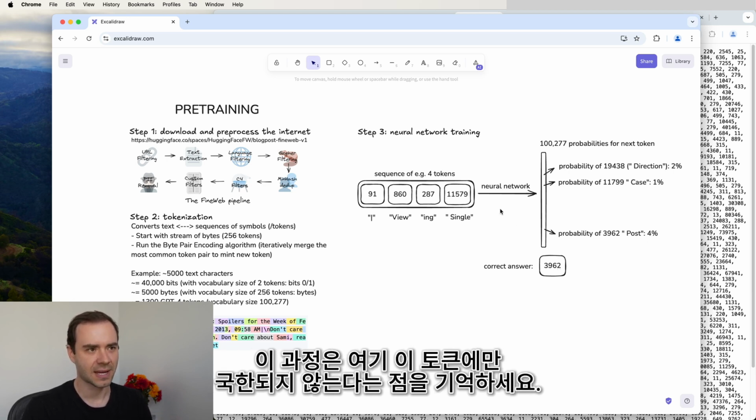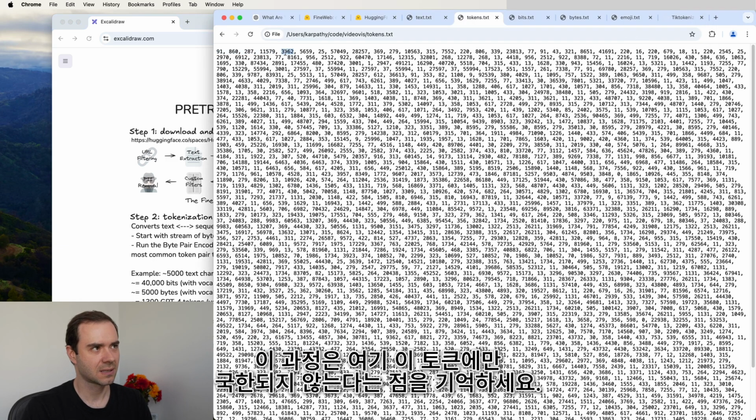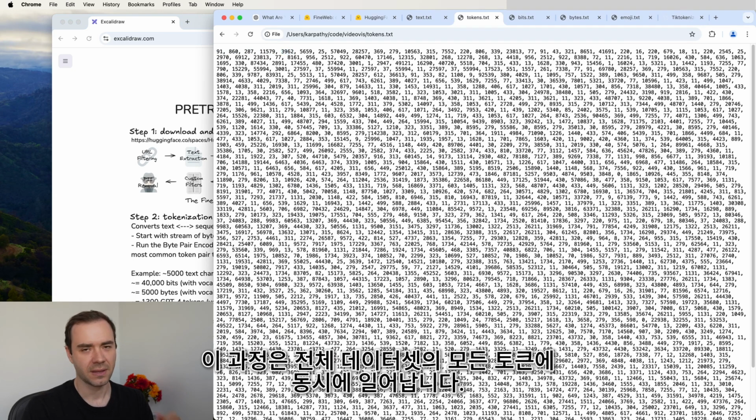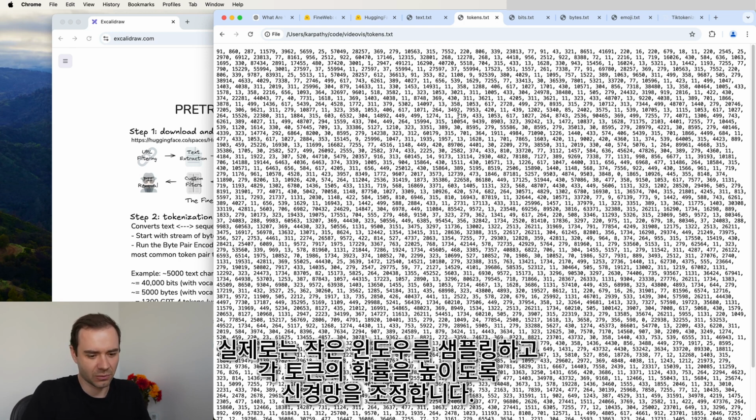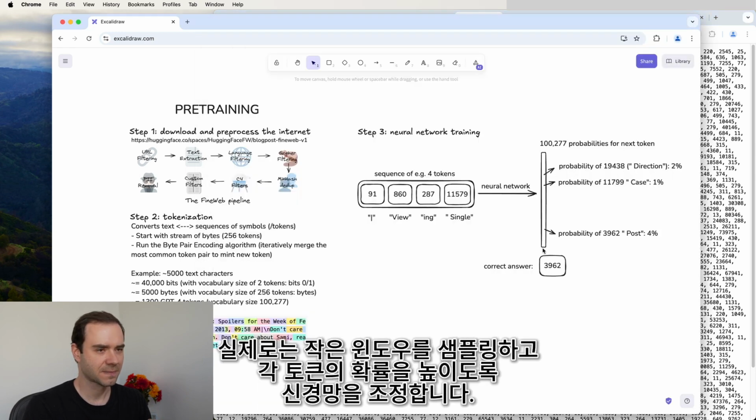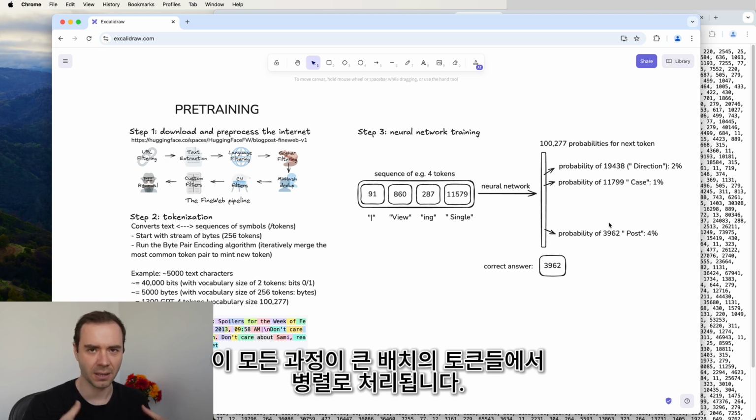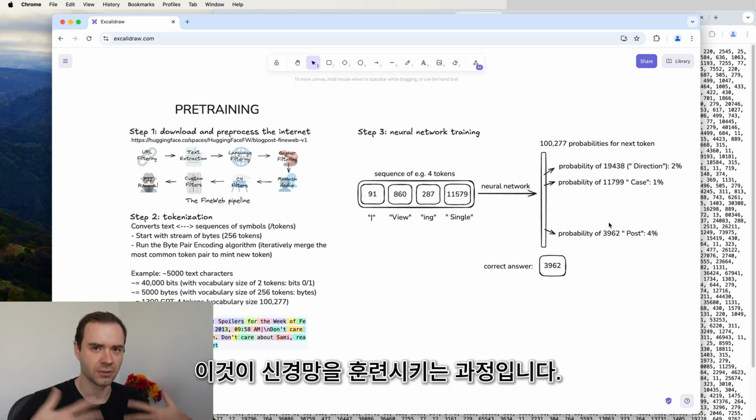And now you just have to remember that this process happens not just for this token here, where these 4 were fed in and predicted this one. This process happens at the same time for all of these tokens in the entire data set. And so in practice, we sampled little windows, little batches of windows, and then at every single one of these tokens, we want to adjust our neural network so that the probability of that token becomes slightly higher. And this all happens in parallel in large batches of these tokens. And this is the process of training the neural network.